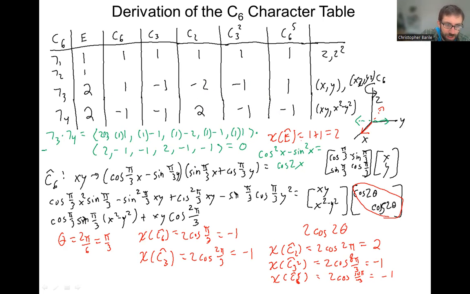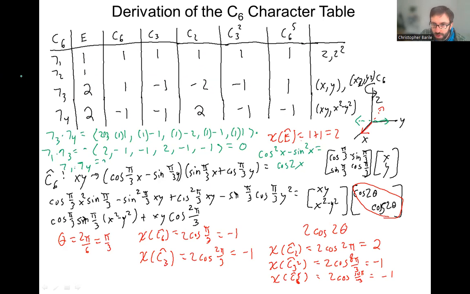And also, gamma 1 dotted with gamma 3 equals 0, and gamma 1 dotted with gamma 4 equals 0. You can see that here, gamma 1 dotted with gamma 3: I get a 2 plus a 1 plus a negative 1, we're back at 2, plus a negative 2, we're at 0, plus a negative 1 plus a 1, we're at 0. In this case, 2 times 1 is 2 plus negative 1 plus a negative 1, that's a 0. And then we have another 2 here, so we're at 2, and then a negative 1 and a negative 1. So that all works out.